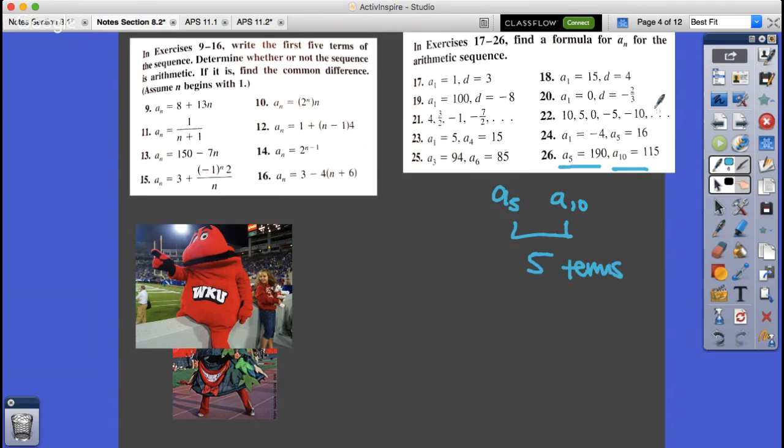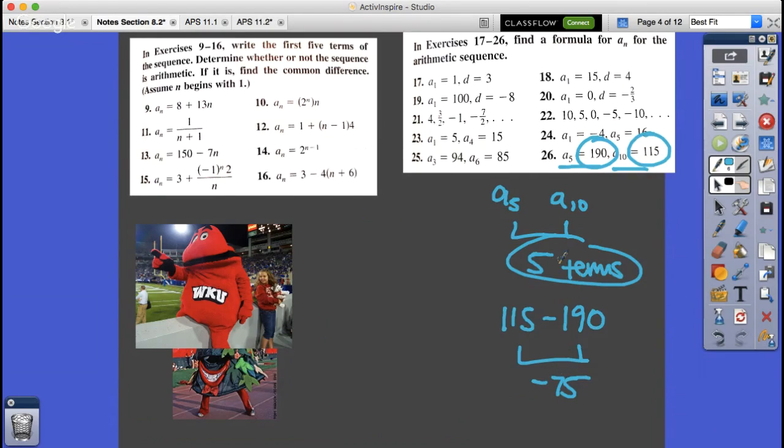Said, okay, I get you now. And then he said, what if you took 190 and 115 and did the same thing, and said, okay, I know that I am subtracting, right? So what I'm going to do here is say that I'm going to be decreasing. So there's 5 terms, and I'm going to take 115 and subtract 190 to show myself that between here there's 5 terms and a difference of negative 75. And I said, okay, I'm tracking. And then he said, okay, if there's 5 terms and the difference is negative 75, simply divide negative 75 by 5 and you get a difference of negative 15.